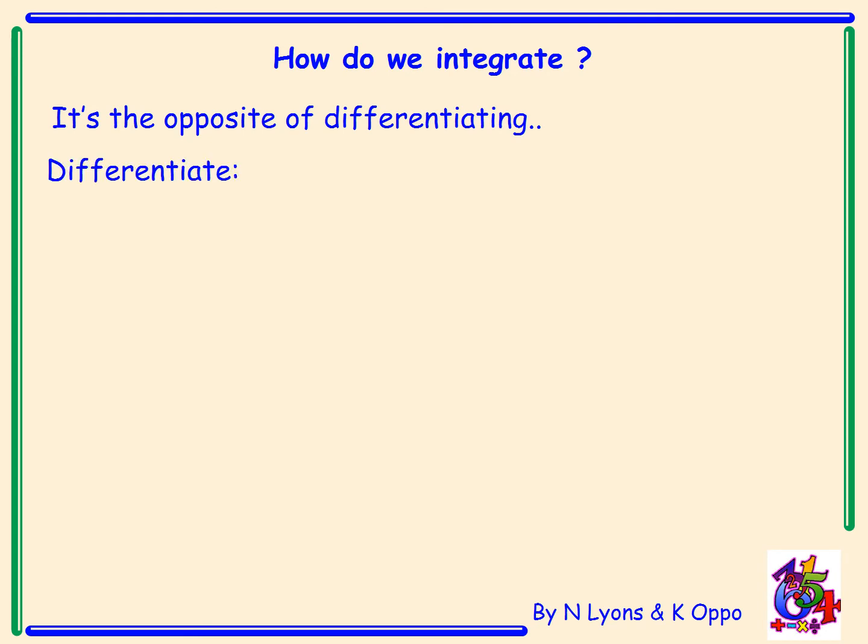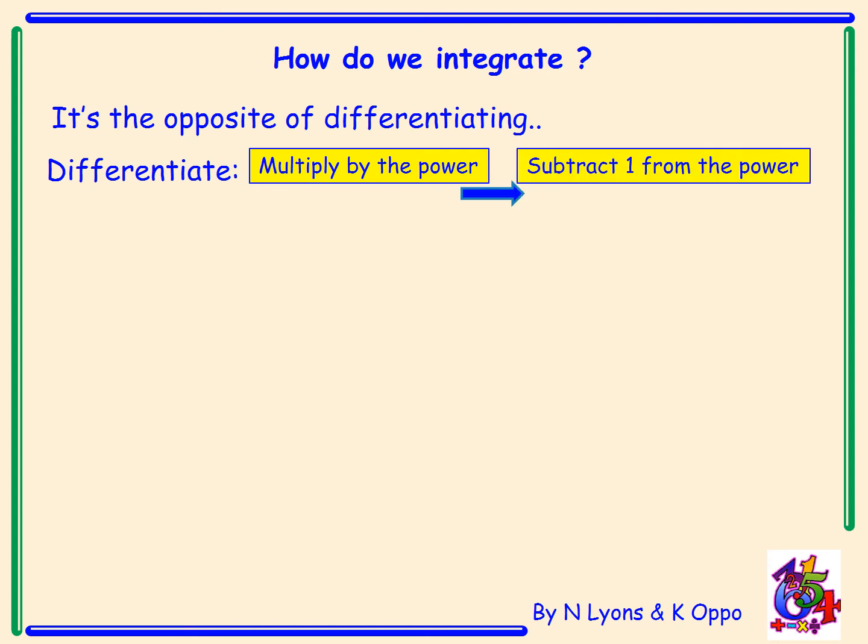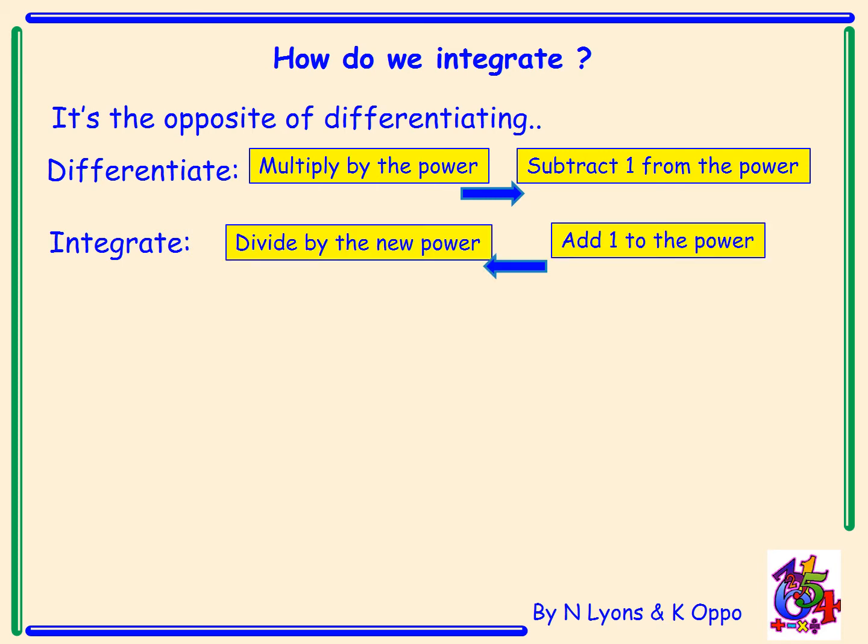When we differentiate, we multiply by the power and subtract 1 from the power. So let's put that in the opposite direction. Let's do the inverse operations. So we're going to integrate, we're going to add 1 to the power and then divide by the new power.